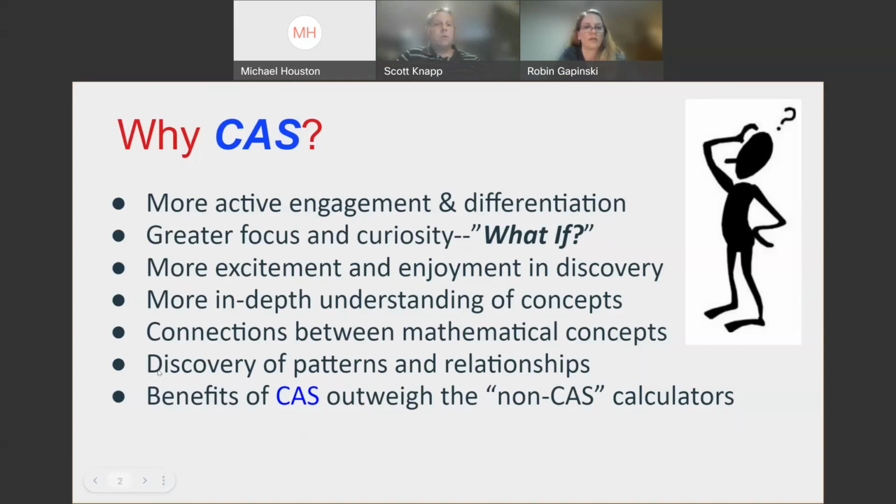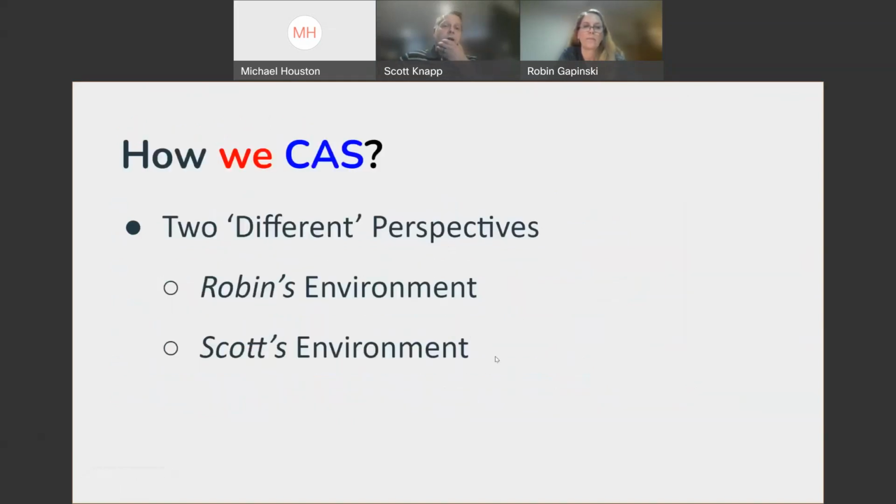And I've worked really hard probably in the last year. I'm teaching Algebra 1 again for the first time in I don't know how long. And it's the first time I've actually used the CAS to help them learn math and discover those patterns. There's a lot of great things that you can do with CAS, and so there's a lot of reasons why we do. Now, we're going to talk a little bit about our different perspectives on how we use CAS in our own classroom. So Robin, how do you use CAS up at Highland Park High School, just up the road from me?